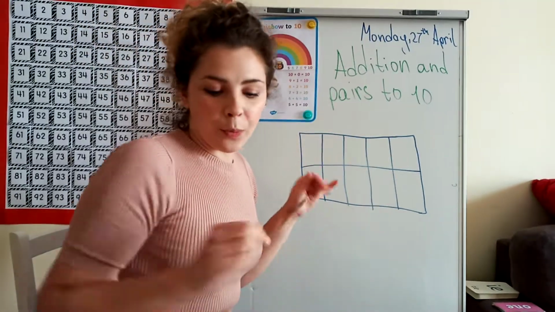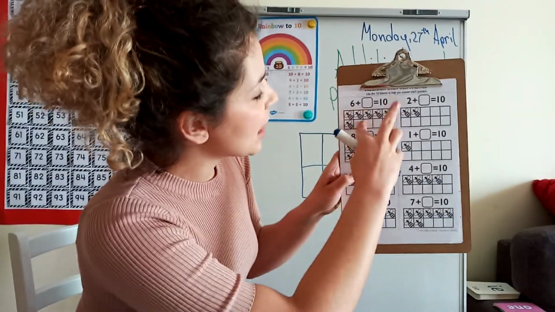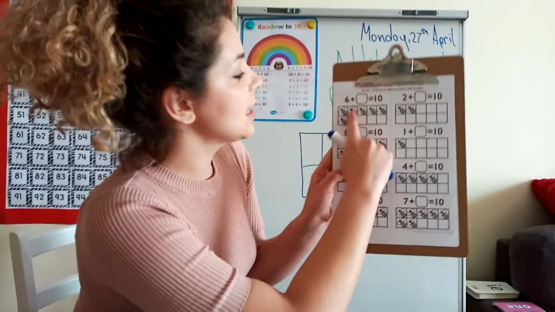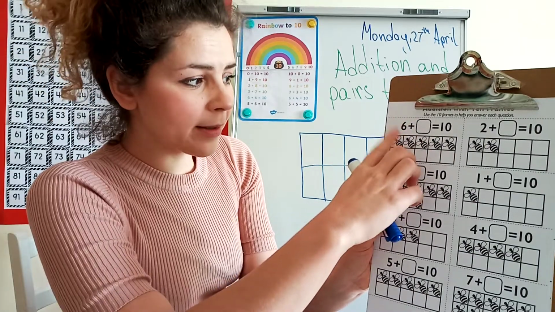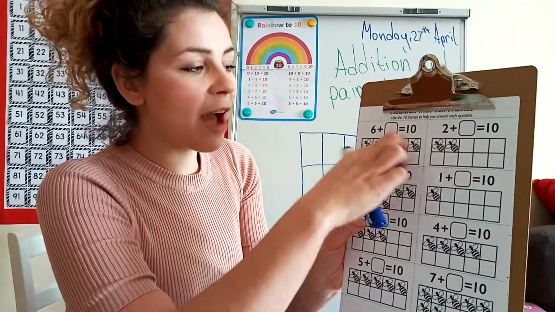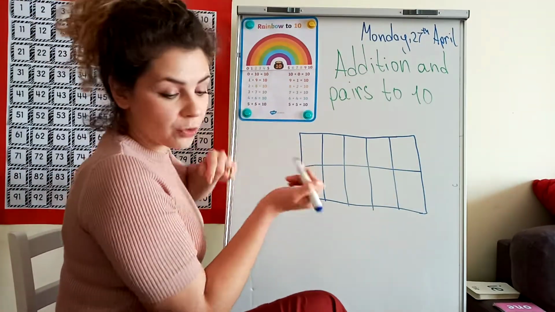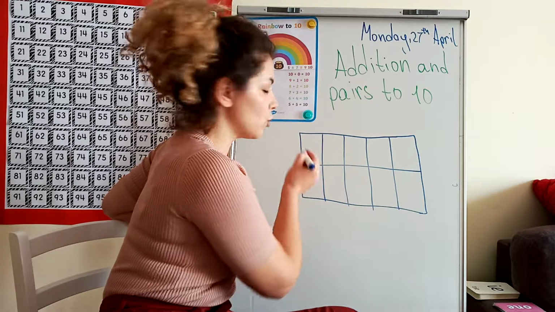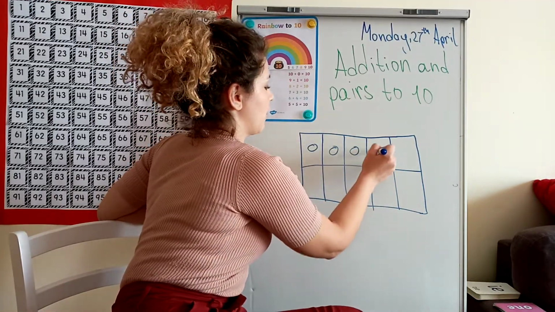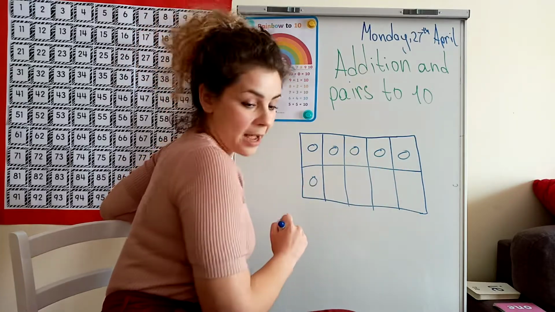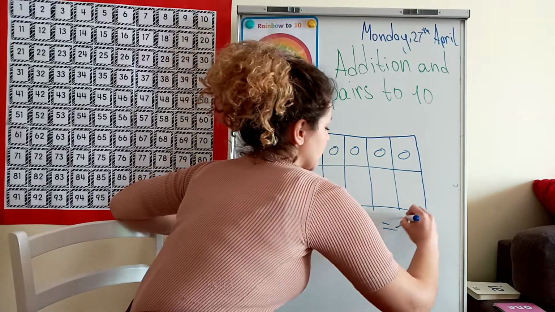Okay, and how? Well, let's see first here. Here it says 6 plus something equals 10. Okay, so let's see. You have these B's, 1, 2, 3, 4, 5, 6. You have 6 B's. So I'm going to represent those 6 B's here. I'm not going to draw B's because they're going to take a lot of time. I'm just going to draw little circles. 1, 2, 3, 4, 5, 6. So we had 6 plus, we don't know which number, equals 10.